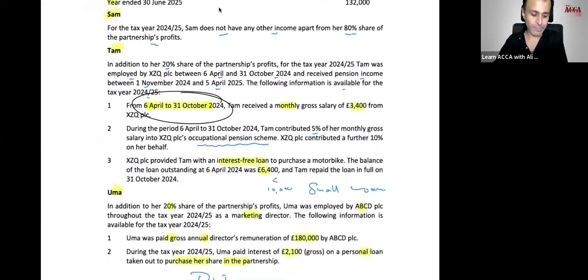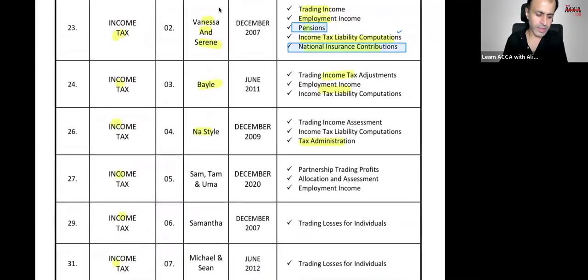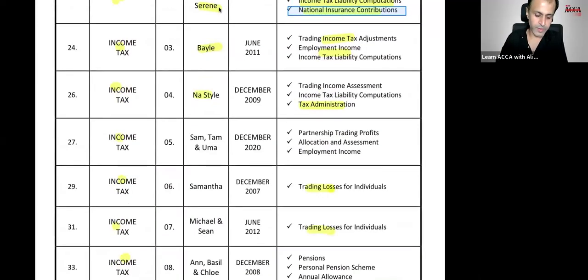Taking ourselves down to something else now, that's going to be the trading losses. I've planned to work 2 questions on losses, and these 2 questions are making sure that we are going to cover almost everything the topic of trading losses has to offer. The first question is named Samantha. The second one is named Michael and Sean. These 2 questions, believe you me, are going to cover everything from the topic of trading losses.